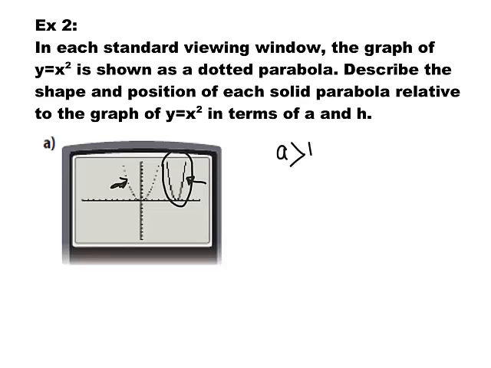And also, if you look here, this represents the h value. In this case, you can just count how many ticks you have here. 1, 2, 3, 4, 5, 6. So I can say that h is positive 6 because the graph has moved to the right 6 units.